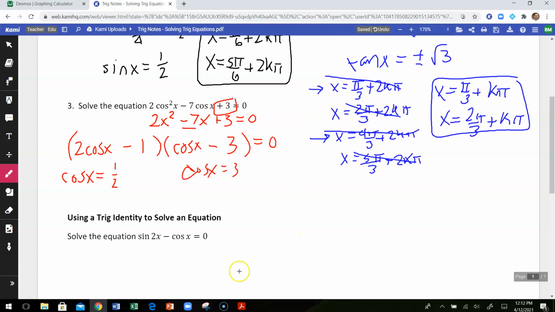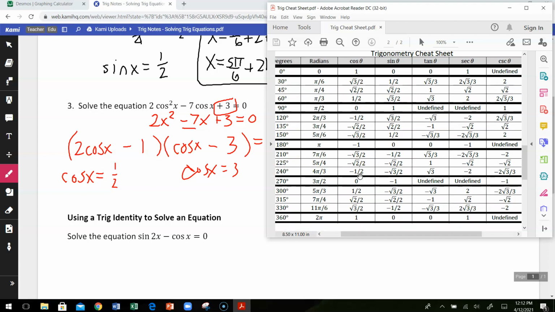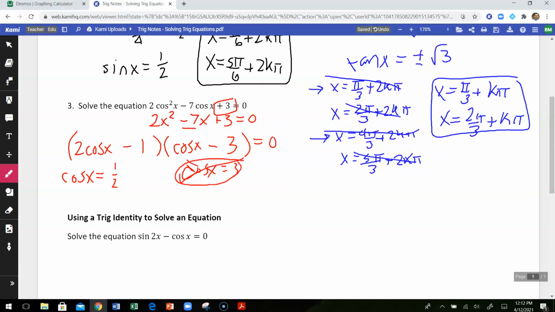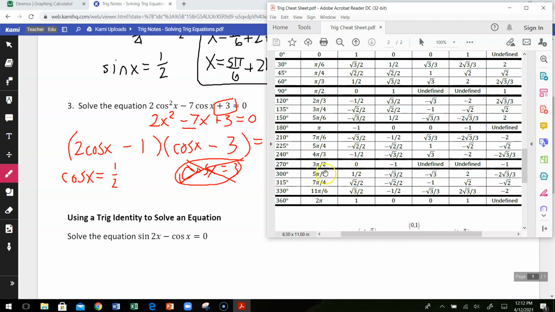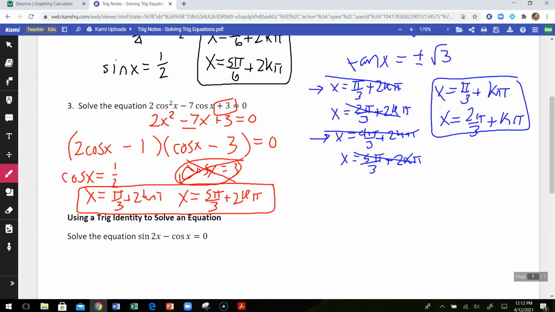Alright, so I want to look at my trig chart and find every place where cosine is 1/2 or where cosine is 3. Well, cosine is never 3 because 3 is not in my range of values that I'm allowed to get. So this one has no solution to it. I can't solve that. I'm just going to ignore it. I'm going to look for where cosine is 1/2. Cosine is 1/2 at pi over 3 and also at 5 pi over 3. So x equals pi over 3 plus 2k pi, and x equals 5 pi over 3 plus 2k pi. Those two values are not halfway across the circle from each other, so I can't condense that. That's my final answer.